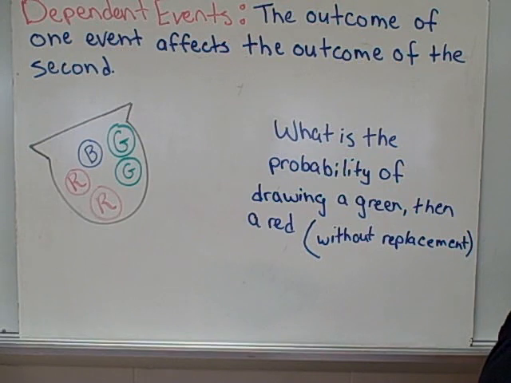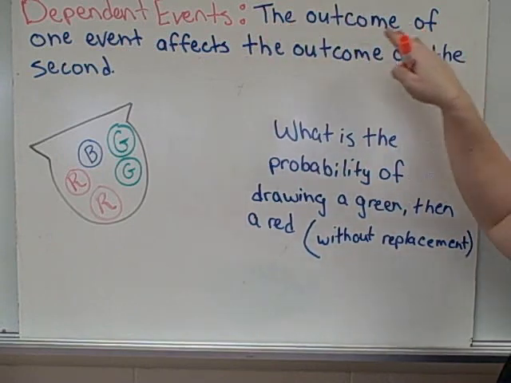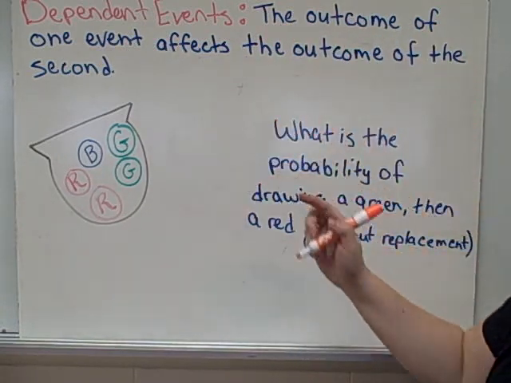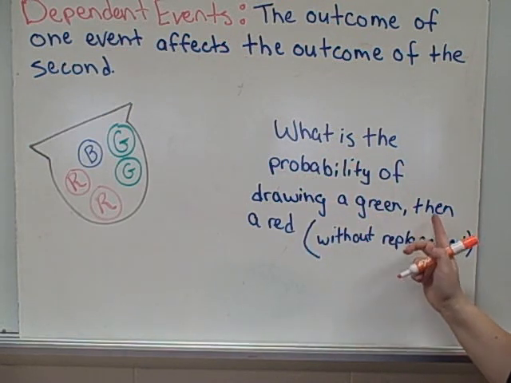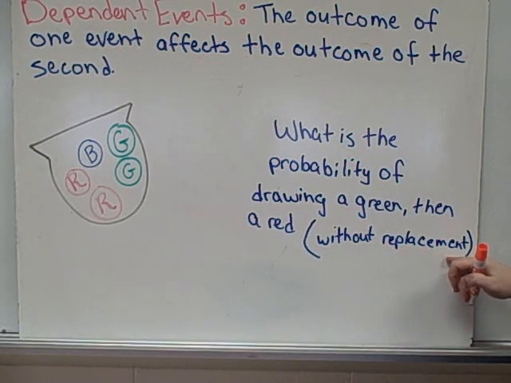Okay. We have one more thing. We've done independent. Dependent is when the outcome of one event affects the outcome of the second event. So what is the probability of drawing a green then a red? This is without replacement, okay?